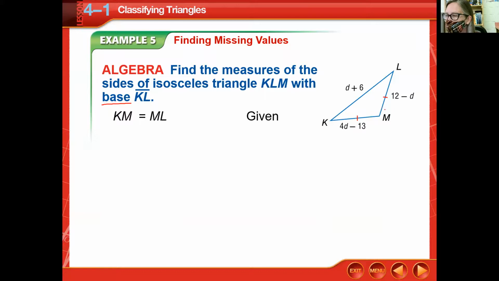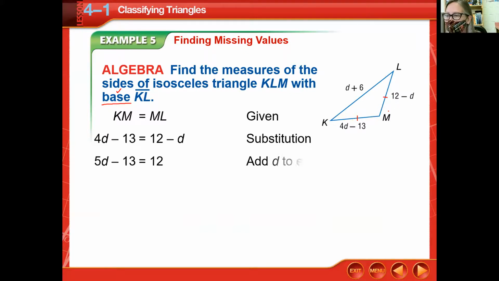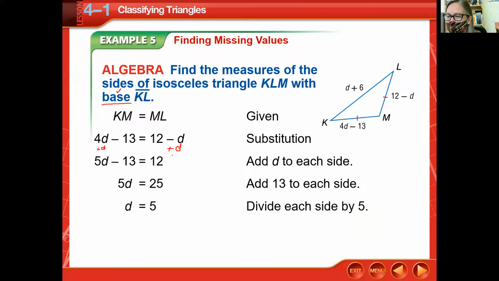Since KM and ML are equal in length, which is given when they say the word base, because we know what that means now, I set 4D minus 13 equal to 12 minus D and just solve for D. They decided to add D to both sides. That would be this step right here. This is the algebra stuff. So that's where that 5D came from. And then they're going to add the 13 to the other side and divide by 5. So D equals 5.